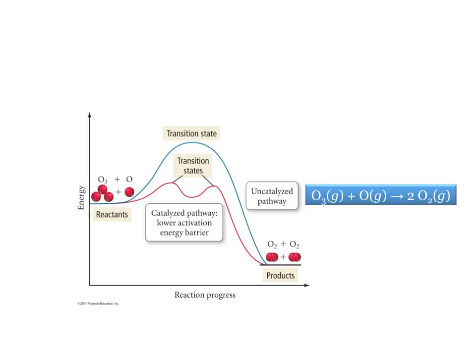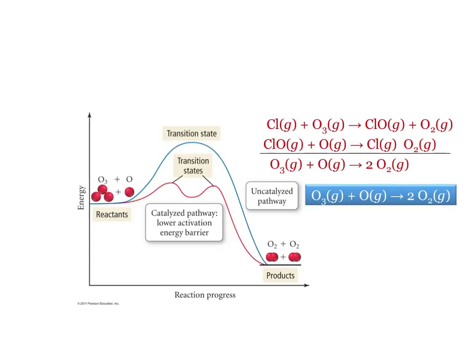Let's consider the uncatalyzed reaction of ozone and atomic oxygen, shown here in blue, which follows a high-energy single-step mechanism to make 2 moles of molecular oxygen, O2. High in the atmosphere, we find atomic chlorine, Cl gas, which is liberated from chlorofluorocarbons. Atomic chlorine can act as a catalyst in the decomposition of ozone, O3, as shown by the red pathway here, step 1 and step 2.